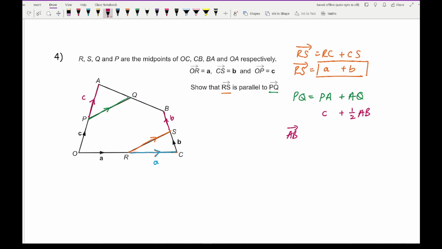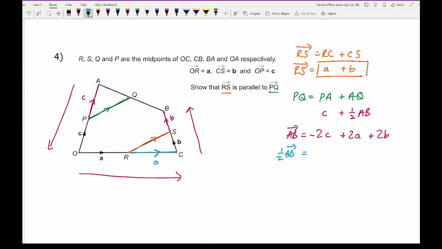Now A to B is going to be minus 2C, because I'm going in this direction. And then I'm going in this direction, which is 2A. And then I'm going up, which is 2B. Now if I divide all of that by 2, I can't simplify further, so half AB is going to be minus C plus A plus B. In other words, A plus B minus C. So that is the length of A to Q.